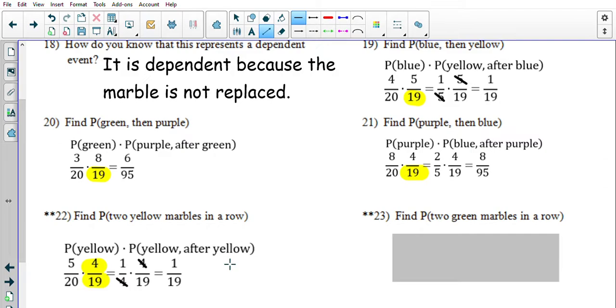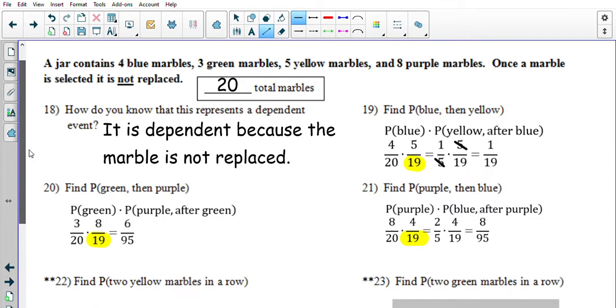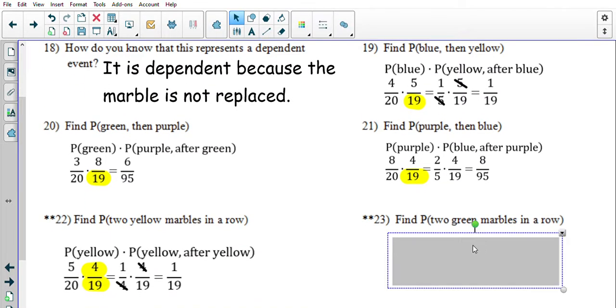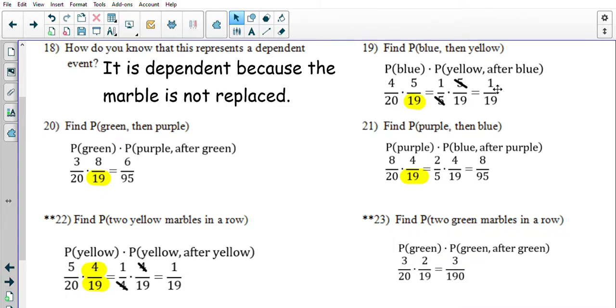So I threw in another one of these. Find the probability of 2 green marbles in a row. Let's go back up above. We had 3 green marbles. So we start off with 3/20, but then we decreased both the numerator and denominator since I took one green out and didn't replace it. So it's going to be times 2/19. Multiply straight across, you will get 3/190. Again, for these, you decrease both the numerator and denominator since you took one of those colors out.